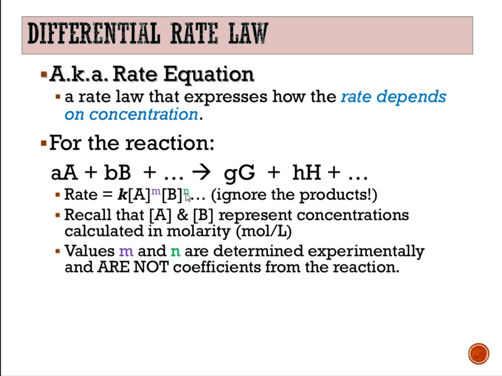What you should notice is that m and n, these exponents, are not features in the reaction. They are independent of the reaction coefficients. So these values A and B will be in moles per liter. The values m and n are going to be determined experimentally only through data. They are not coefficients from the reaction. And if you happen to see a question where they end up being the same as the coefficient, that's going to be a coincidence, okay?